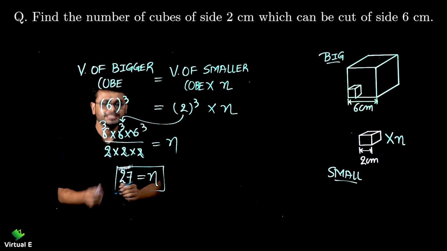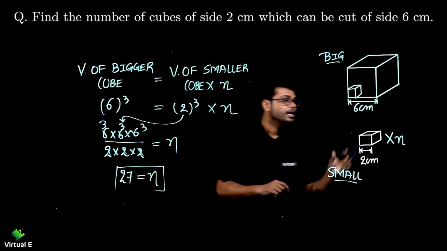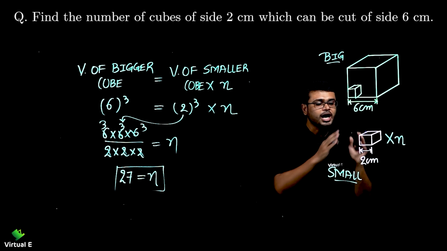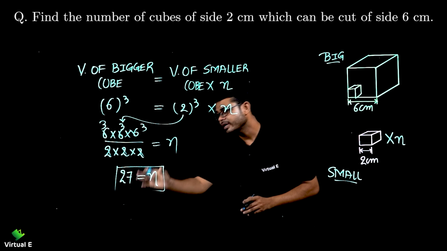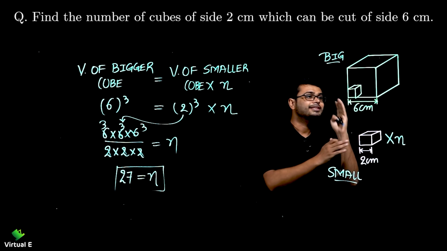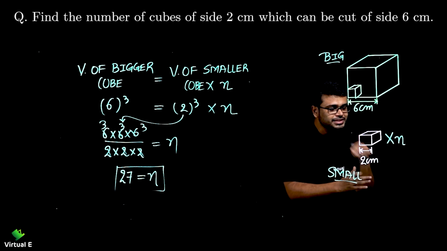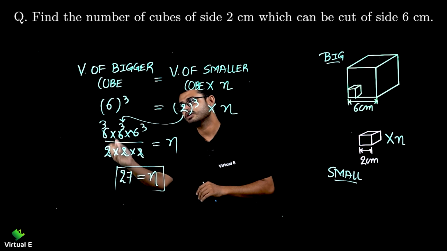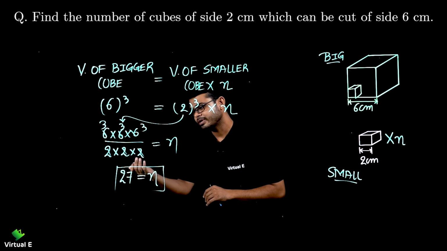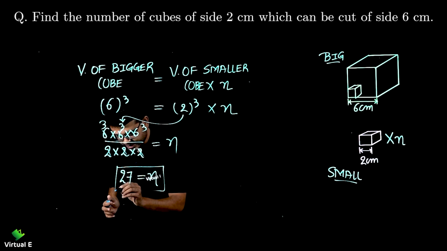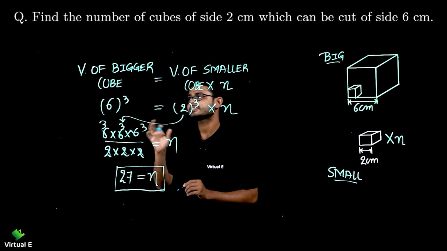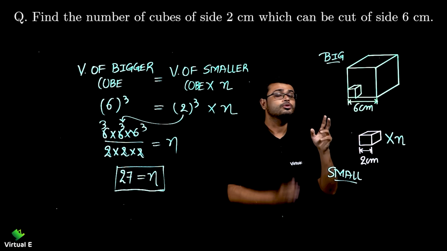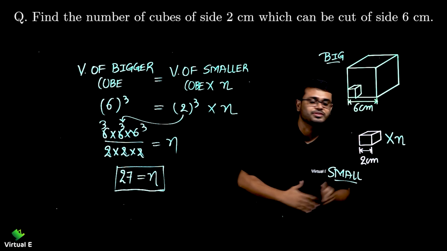Now what does this number 27 mean? That we need to understand. If I want to equate the volume of this bigger cube and the volume of the smaller cube, how many smaller cubes do I need? I need 27 smaller cubes, then the volume of this one and those 27 smaller cubes will be equal, right? So this is the very basic idea. Generally students only do this one, 6 cube over 2 cube, and do the cancellation and get the answer. That is absolutely correct as well. My purpose was to explain from the viewpoint of volume. So this is how we find the number of cubes when there are two cubes, one of the bigger size and another of the smaller size.